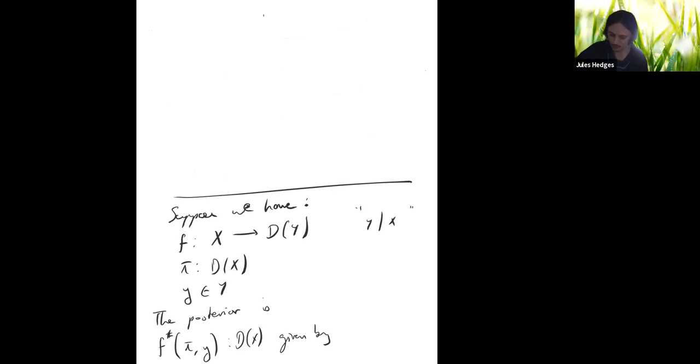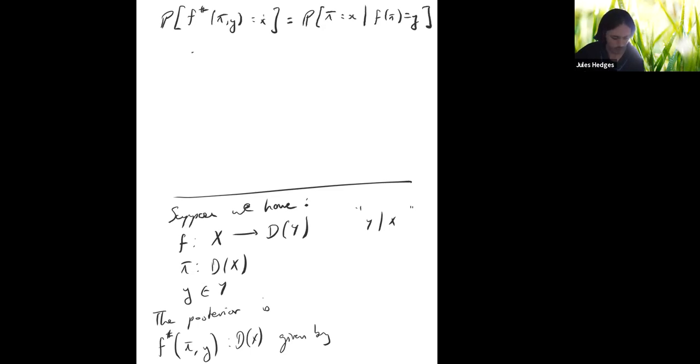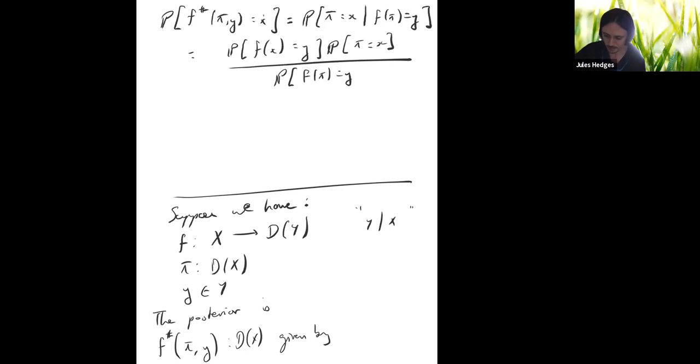So it's a distribution on X where the probability that this thing takes on a particular value X is the probability that pi is X given that f of pi is Y. So by Bayes' law, you can write this as the probability that f of X equals Y times the probability that pi is X divided by the probability that f of pi is Y. And this is all data that you have. So you can just write down this distribution.